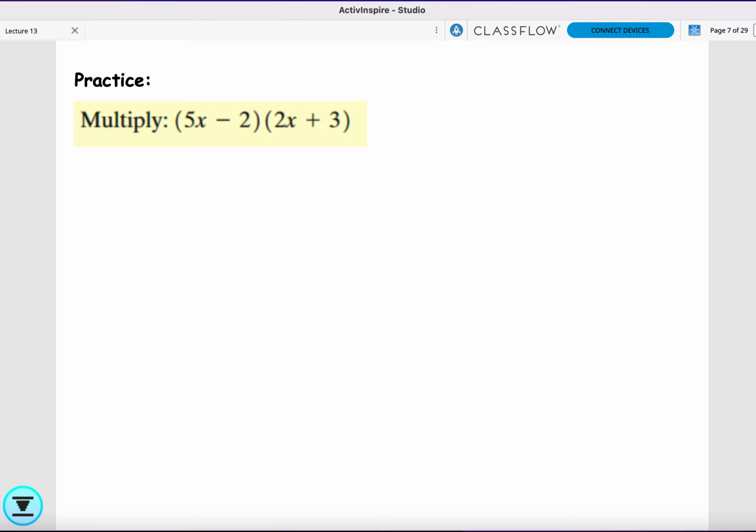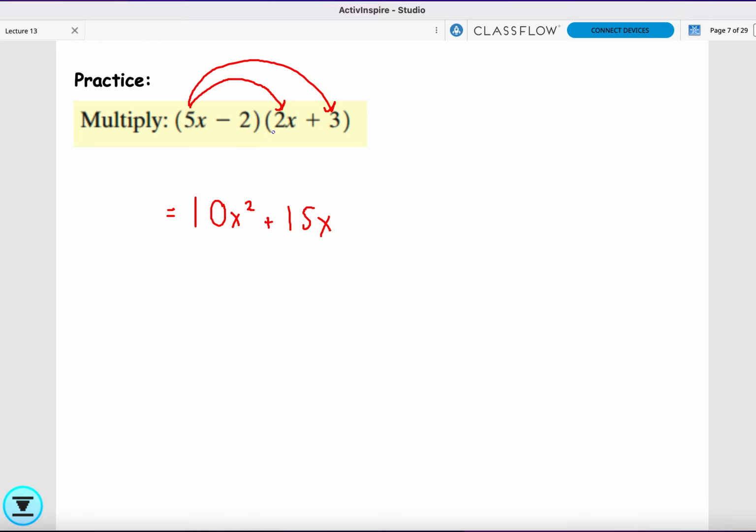Look at this practice problem. I'm gonna do the arrows for this one. Could you do the box method? Yes, you could. So just pause it and set it up. So the first arrow will be 5x times 2x. That's just 10x squared. Then it'll be 5x times 3, which is plus 15x.